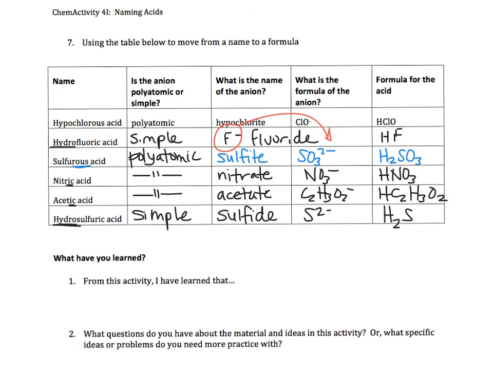So, let's just recap quickly. When we're naming acids, it's very important to know what kind of anion you have in the acid and to use the appropriate set of rules that are different for simple versus polyatomic ions.